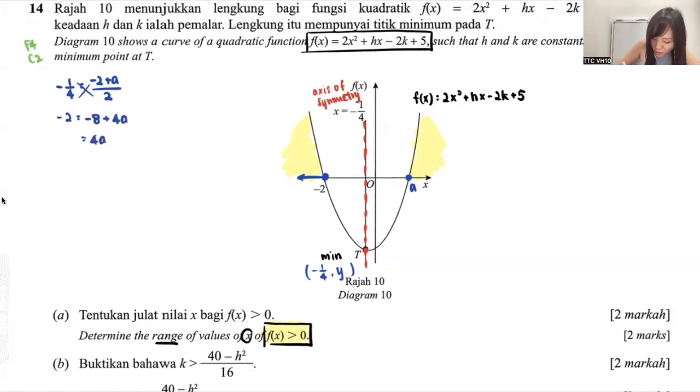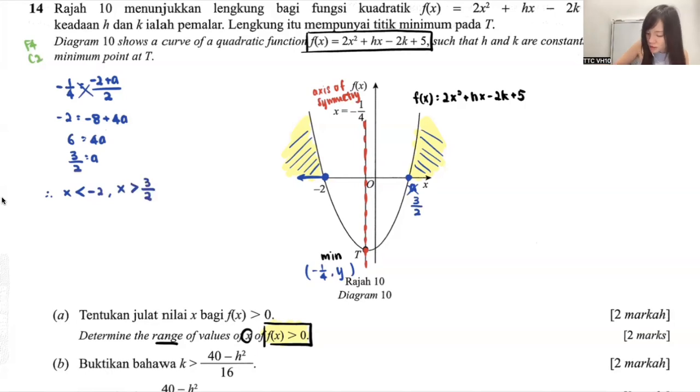So -8, move it over plus 8, isn't it 6? Times 4, move it over divided by 4. Are you guys getting this part is actually 3/2. So therefore, you are sketching here and here, correct? So your answer will be x smaller than -2, comma, x more than 3/2. Here 1 mark for doing this working out, there you go, 2 marks. Find the range of value of x. Very easy thing. So this one done.